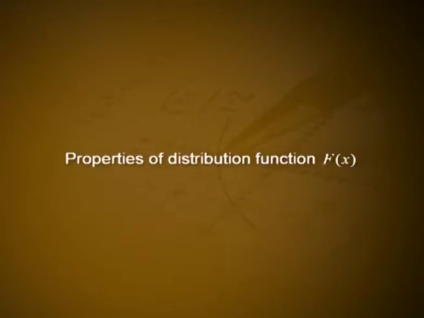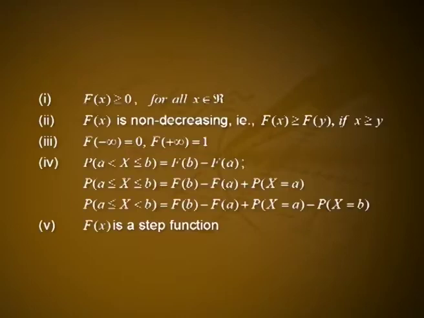Properties of distribution function F(x). Number 1, F(x) ≥ 0 for all x belonging to R. Number 2, F(x) is non-decreasing, that is F(x) ≥ F(y) if x ≥ y. Number 3, F(−∞) = 0, F(+∞) = 1.